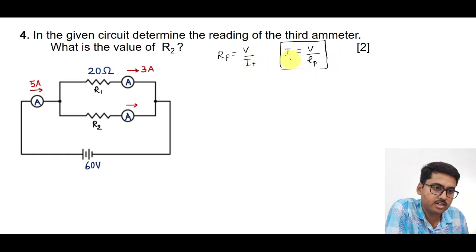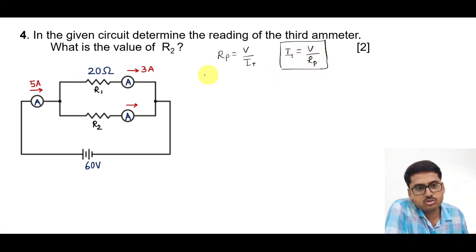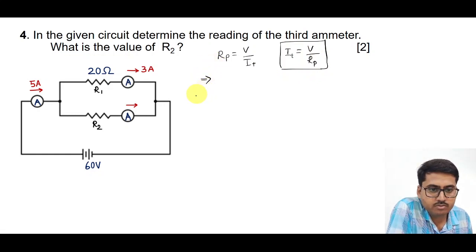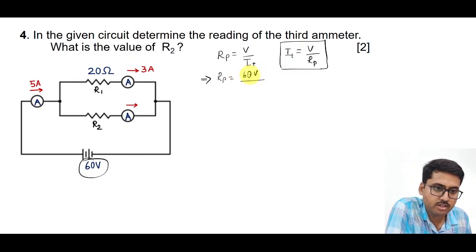You can call it I total. I total is the voltage supplied divided by the equivalent resistance. So in this case we can calculate the RP value. RP is equal to the voltage supplied, which is 60 volt, and the total current flowing is 5 ampere. So 60 by 5 is 12. So RP is coming as 12 ohm.